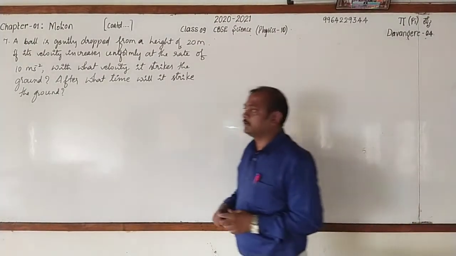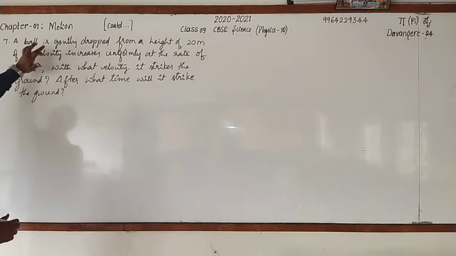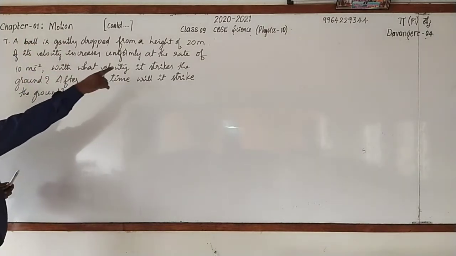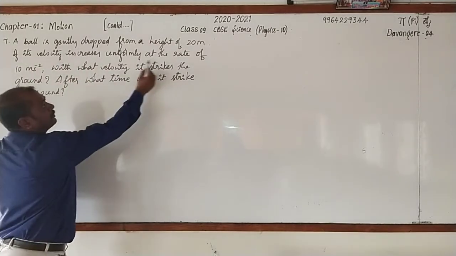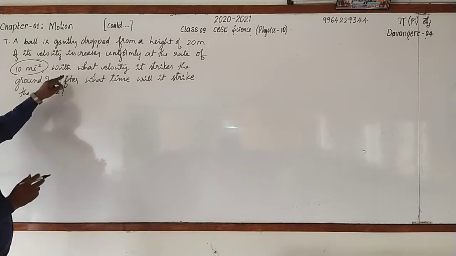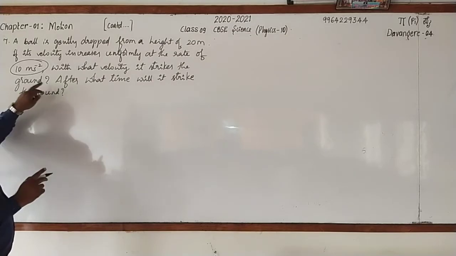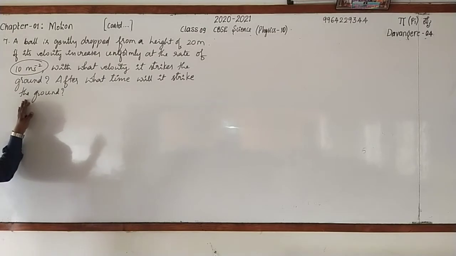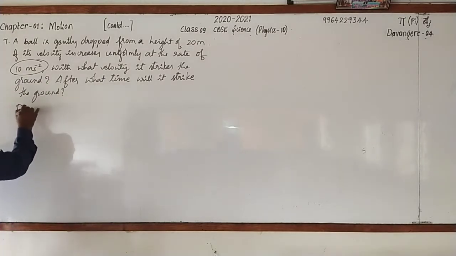Next question. It is the 7th one. Observe it. A ball is gently dropped from a height of 20 meter. If its velocity increases uniformly at the rate of 10 meter per second square, then with what velocity does it strike the ground? Second sub question is, after what time will it strike the ground? Did you understand? Now let's go for writing the data.